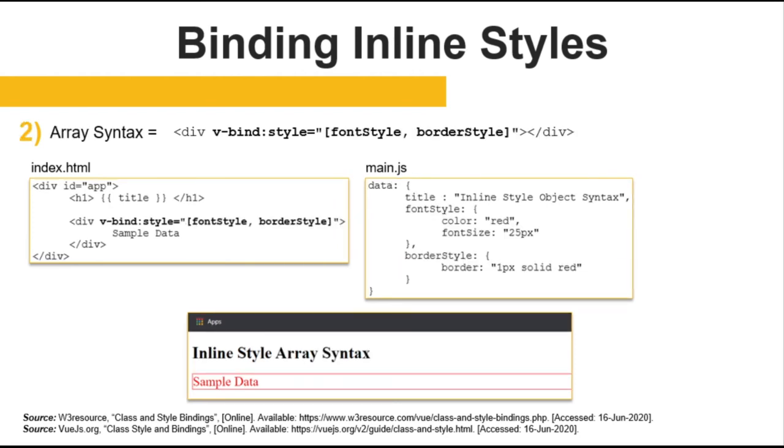The array syntax for v-bind:style allows you to apply multiple style objects to the same element. So this is binding inline styles. In the given example, we defined fontStyle and borderStyle as data model properties that contain the definitions of our inline style to be applied in the div inside the HTML file. By doing this, we can apply multiple style objects to the same element, and we can also achieve cleaner code.